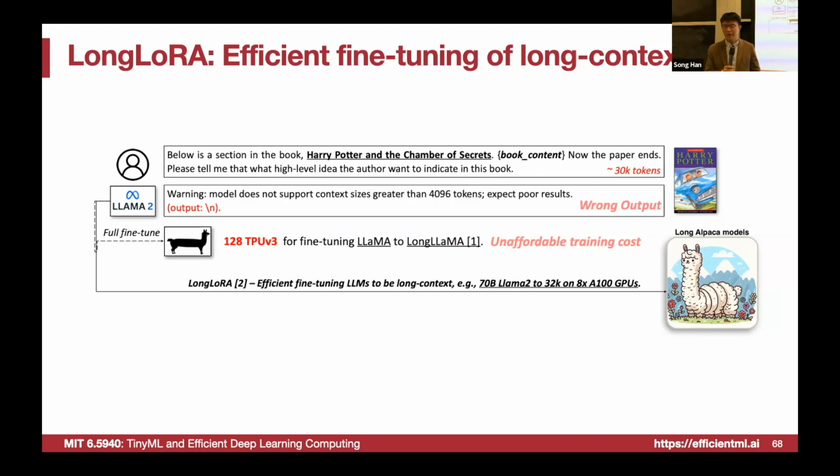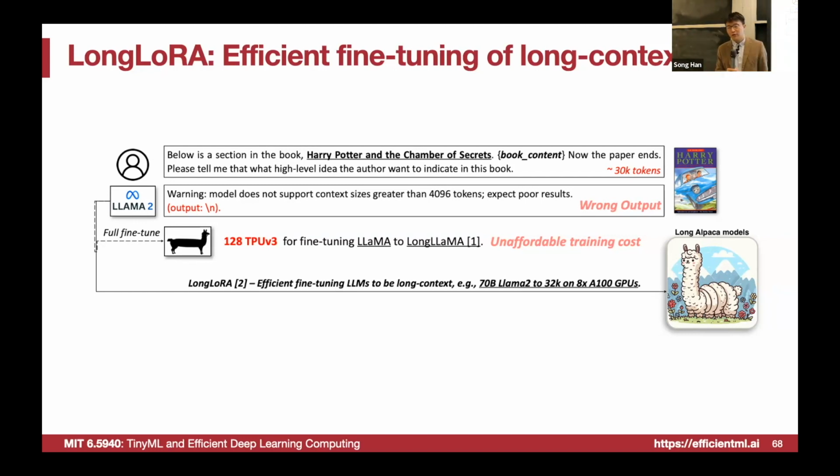So how can we extend Llama, which can only take 4K tokens, to something like 30K tokens? We can fine-tune the model to extend the context. If we feed such a prompt on the Harry Potter book directly to Llama 2, it's going to say the model does not support context size greater than 4K tokens, so expect poor results.